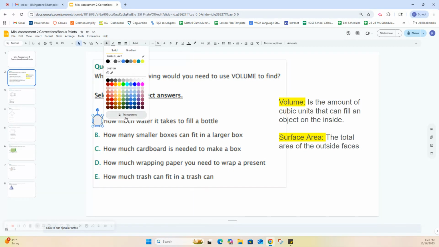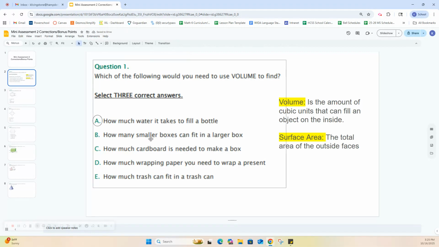All right, now look at option B. How many smaller boxes can fit in a larger box? Again, that would be volume because we're talking about what would fill the inside. Now let's look at C. How much cardboard is needed to make a box? That would not be volume. That would be surface area because surface area is the outside faces, and the cardboard that makes up the box is the outside faces.